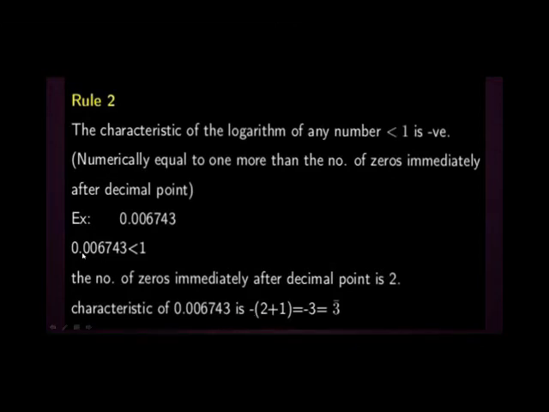So how many zeros are here? There are 2 zeros. Here you will add 1. You will add numerically equal to 1 more than the number of zeros. Means how many zeros are here? Here are 2 zeros, so you will add 1 here.